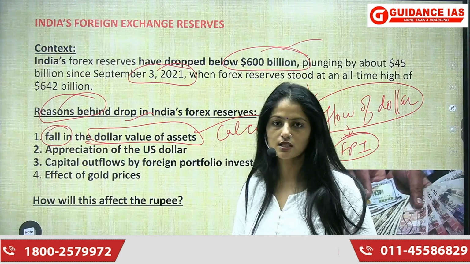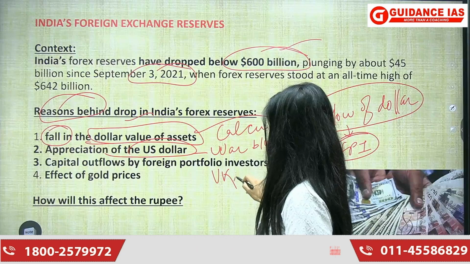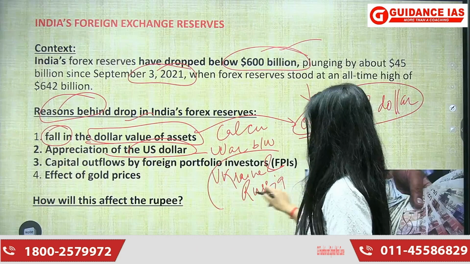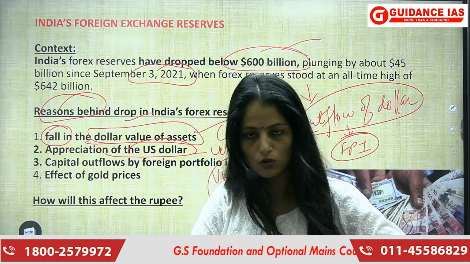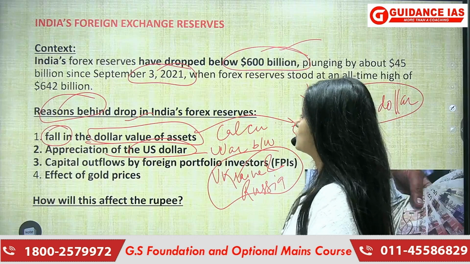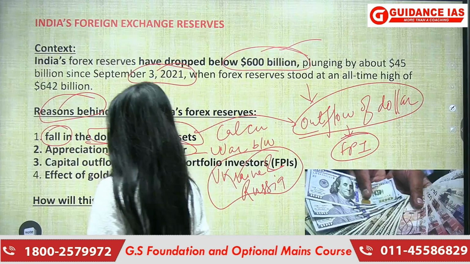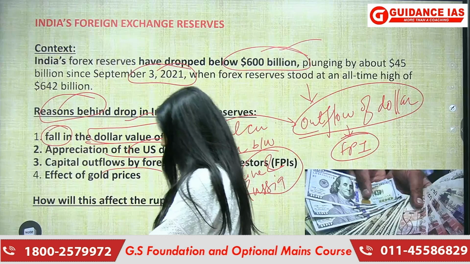Next was the appreciation of the US dollar. We know that during this war between Ukraine and Russia, everybody looked for a currency which is reliable, and everybody found that reliable currency to be the dollar, because of which the value of the dollar appreciated, and again this became a reason behind the drop in India's forex reserve. Next is related to the first point only, that is capital outflows by foreign portfolio investors or FPI. They took all the money outside during COVID. And gold prices also had a considerable impact.